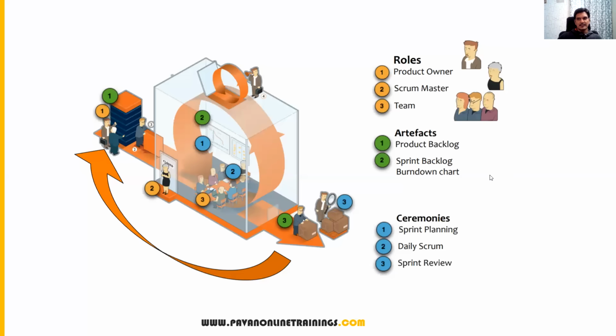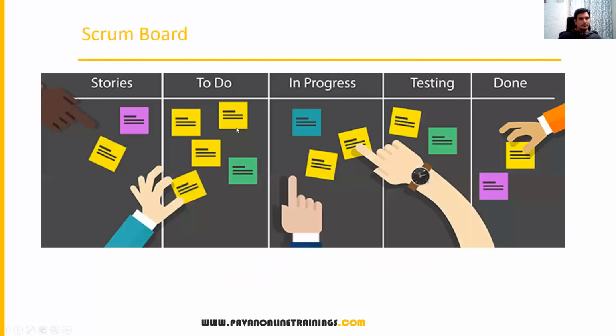Now, the next thing is the Scrum board. What is a Scrum board? A Scrum board contains the stories. Let us say we have a list of stories. In a particular sprint, dev and QA have planned some stories. We will track how many stories are in the to do section, how many are in progress, how many are in the testing phase, and how many are done. We will maintain the scrum board, and it will be updated on a day-to-day basis.